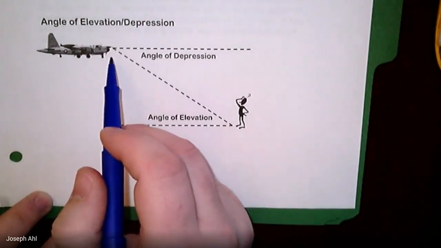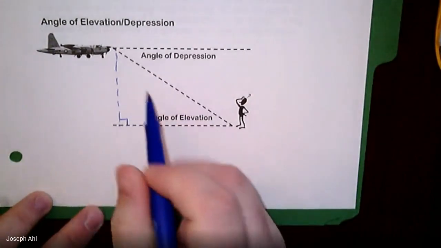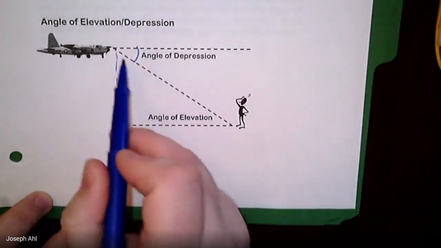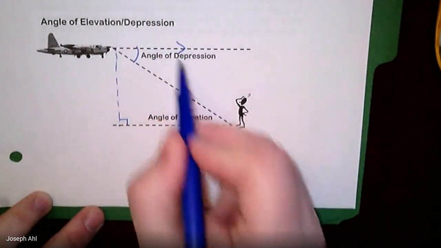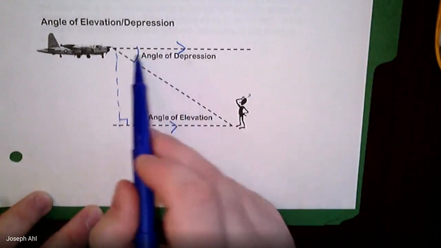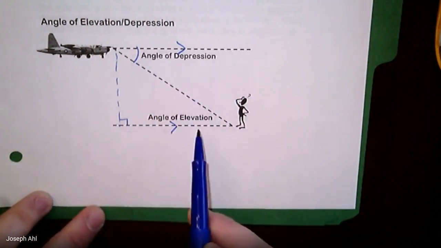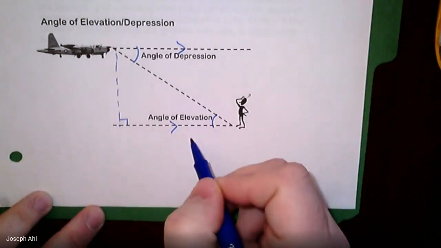The angle of depression is not going to be inside a right triangle. It's actually the angle formed on the outside of it with the hypotenuse and a line of sight drawn directly parallel to kind of ground level. And due to the fact that this line of sight is always going to be parallel to ground level, we know that the angle of depression and angle of elevation are equal to one another.